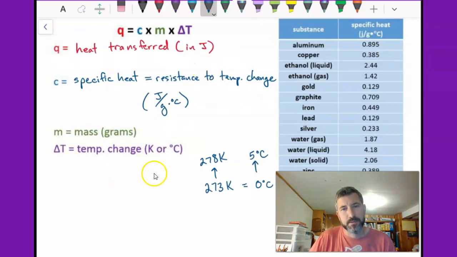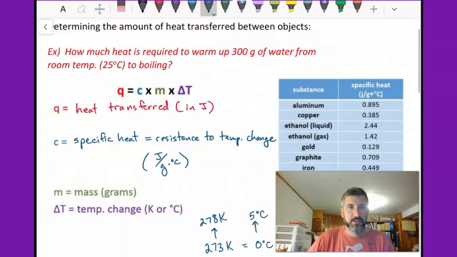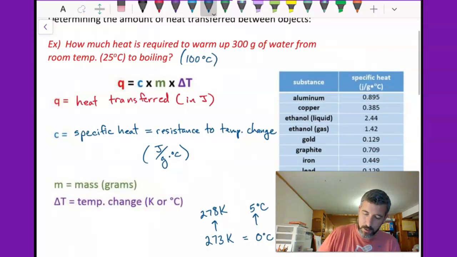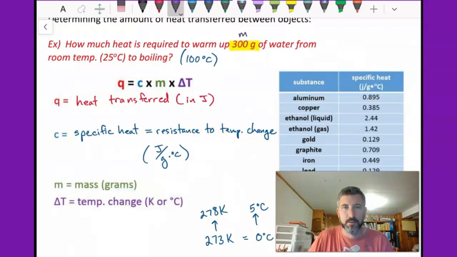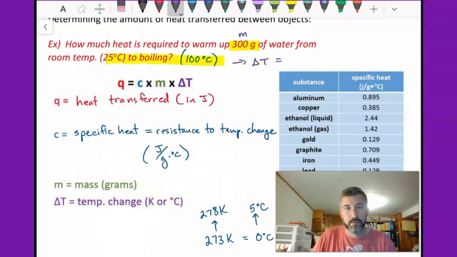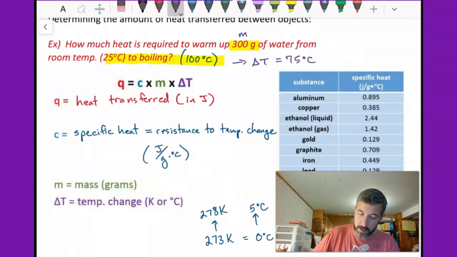All right, so let's answer this question that we were supposed to answer here just a minute ago. How much heat is required to warm up 300 grams of water from 25 degrees to boiling, which is 100 degrees? Go ahead and say that right there. So what can we figure out from this problem? Well, we have 300 grams, and of course that would be our mass, right? That's our m. We're going from 25 up to boiling, so 25 up to 100. That sounds like a delta T of how much? From 25 up to 100, we would be going up by how much? 75 degrees, right?